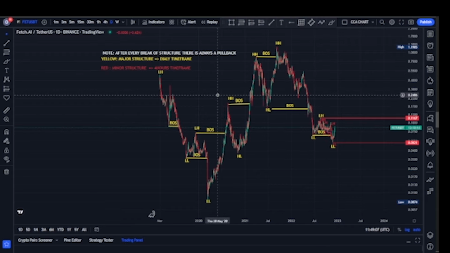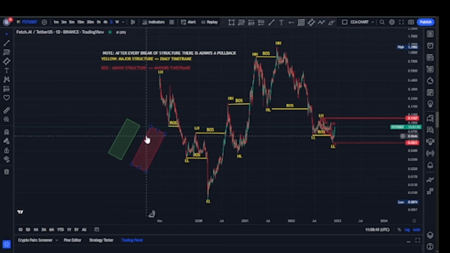Guys, the major purpose of this video is for me to analyze the market structure, to tell us our current position on the price market chart, and also to use the market structure to predict the next possible move of the market. But guys, let's keep this in mind: after every break of structure, there is always a pullback. I will be using two tools to show us our move on the FET USDT price market chart. I'll be using the green tool to show the bullish move, and the red tool to show the bearish move.